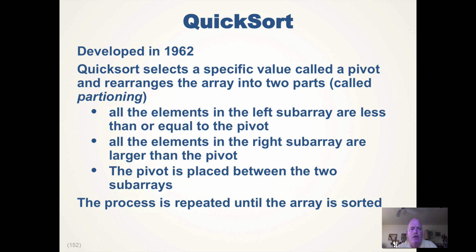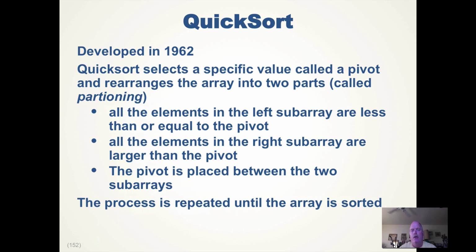The next sort that we're going to talk about is the QuickSort. It was developed in 1962. Its idea is to pick a value called the pivot and then rearrange the array such that all the values that are less than the pivot are to the left of the pivot, and all the values that are greater than the pivot are to the right of the pivot. And then you run the sort on the left side and the right side. And eventually you'll have a sorted array.